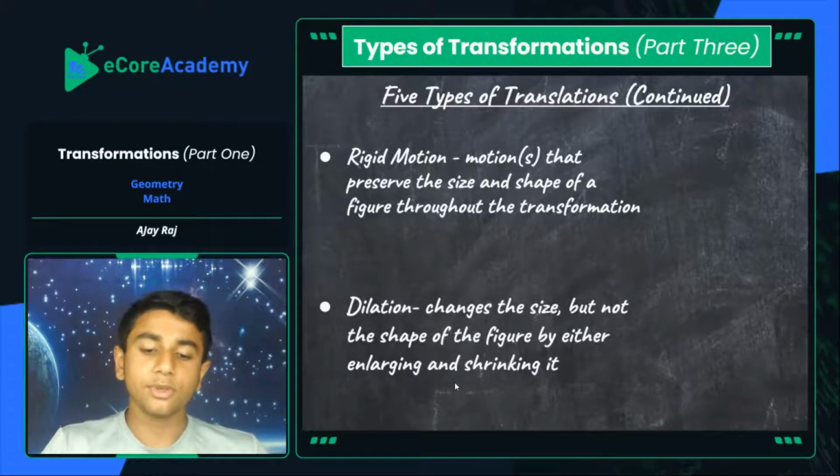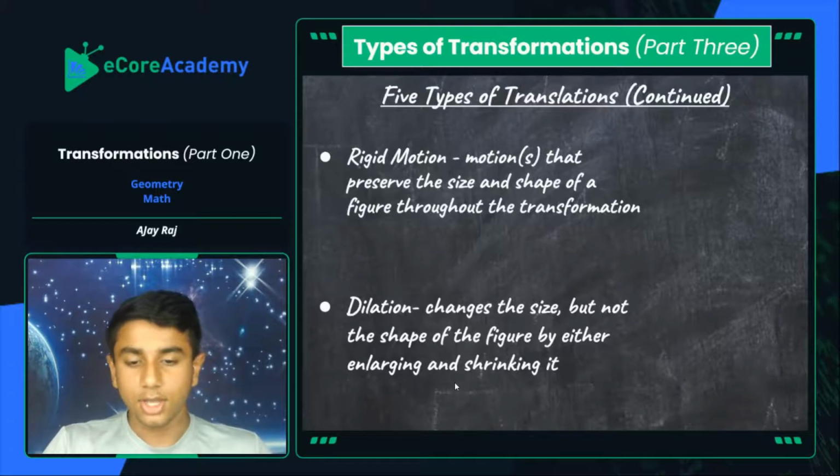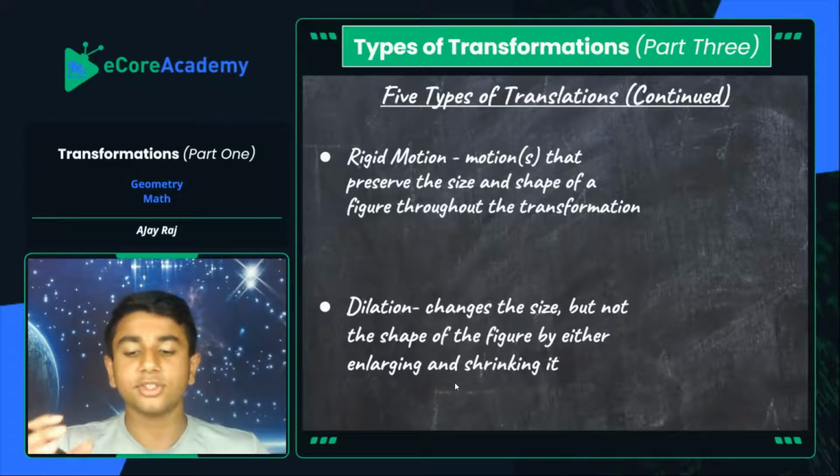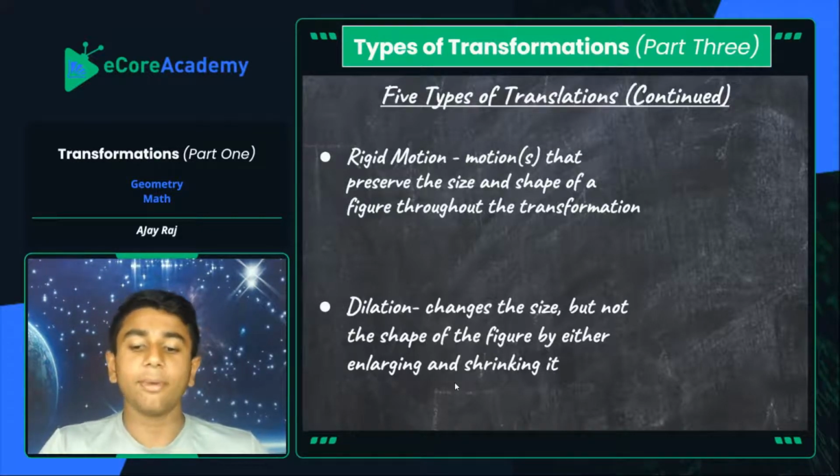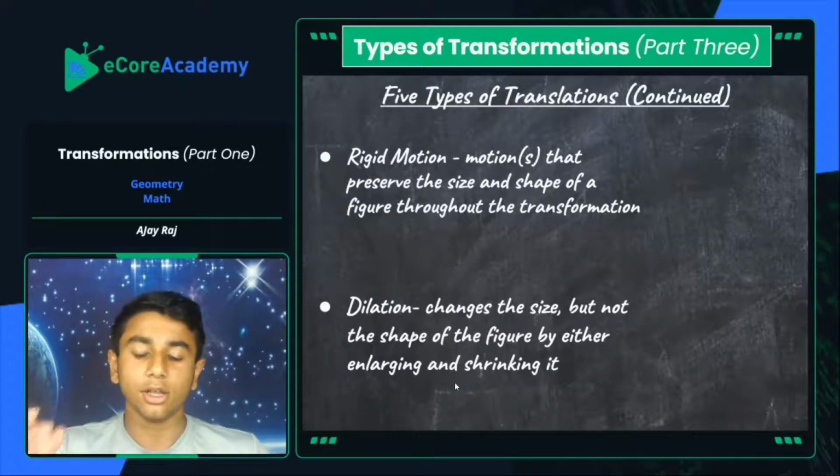And the one type of transformation that does not involve isometry or rigid motion, which is basically the same thing, is a dilation. And a dilation changes the size of a figure, but not the shape of the figure, by either enlarging or shrinking it.